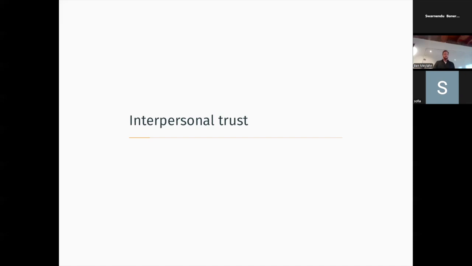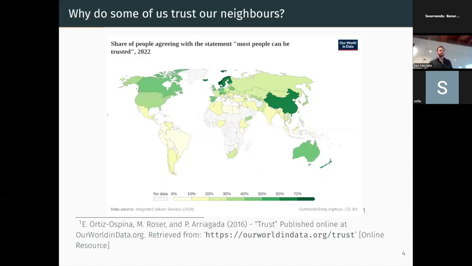All right. Jumping straight into the first project, first model. Why do some of us trust our neighbors? What we see here, from the very nice and handy website Our World in Data, is the share of people agreeing with the statement, most people can be trusted. And we see that that is not evenly distributed across the world. We see very trusting places like the Scandinavian countries, as well as China.